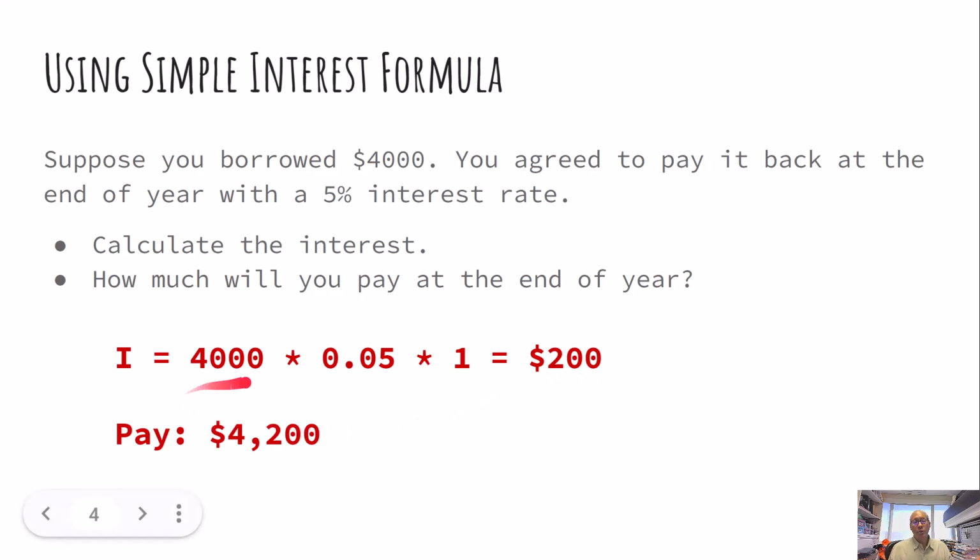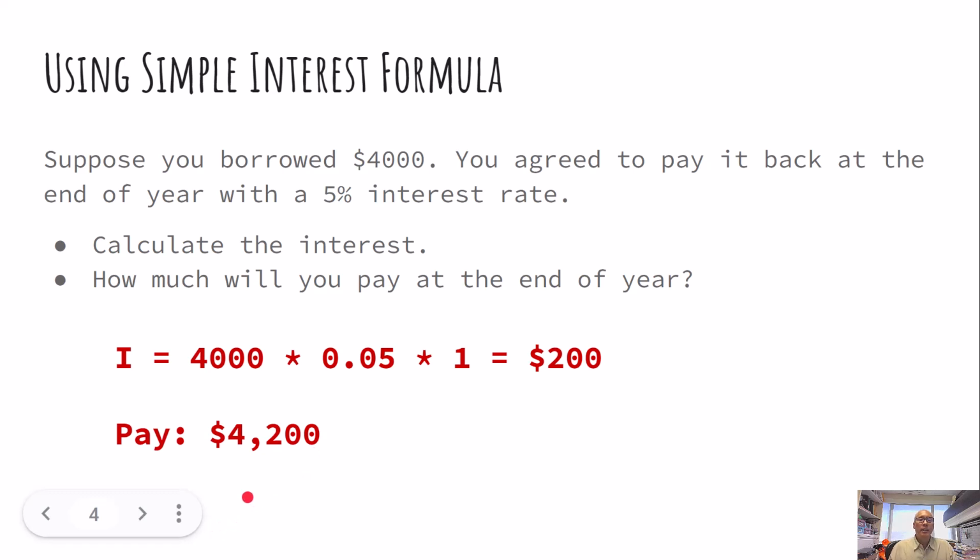If you pay the total amount of $4,000 at the end of the year, you're going to pay your $4,000, but then you add on the interest, so you're actually paying $4,200. So at the end of the year, you will pay $4,200. You paid an extra $200, and that's $200 that the bank will end up making from your business.